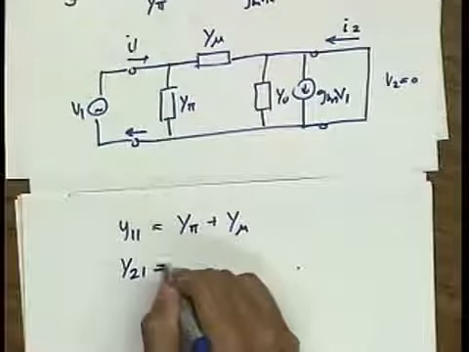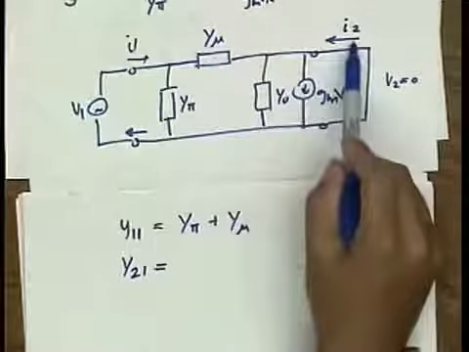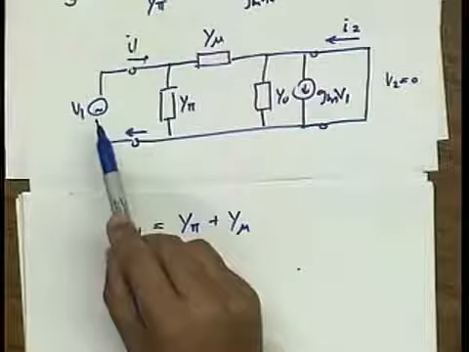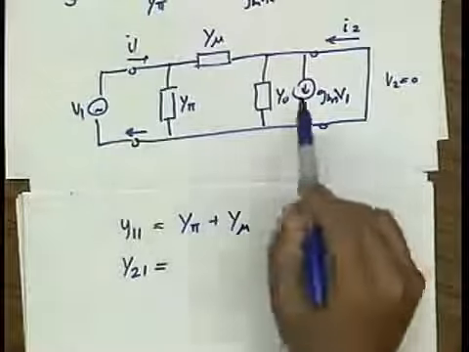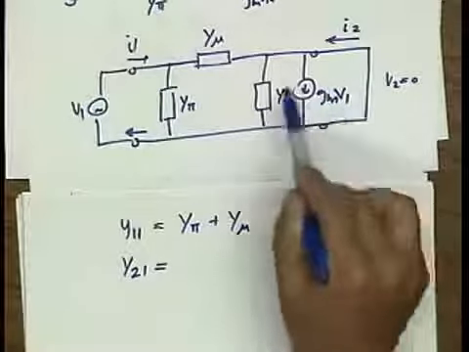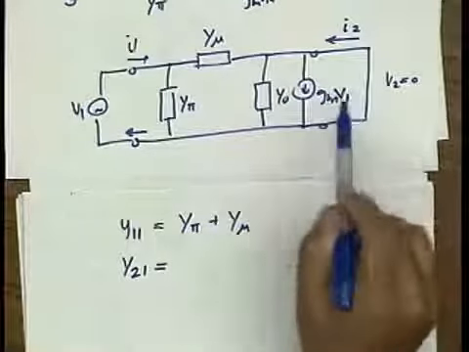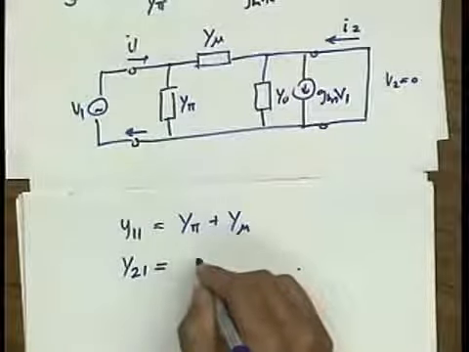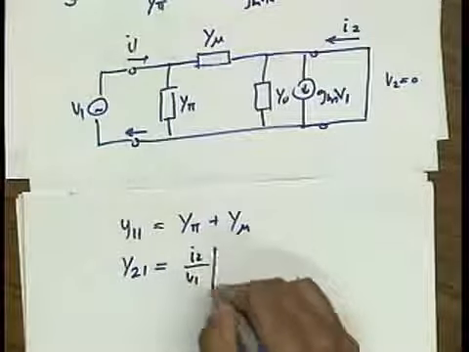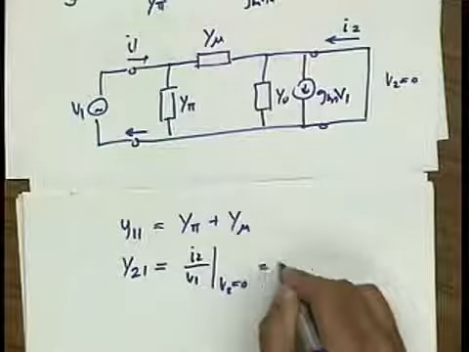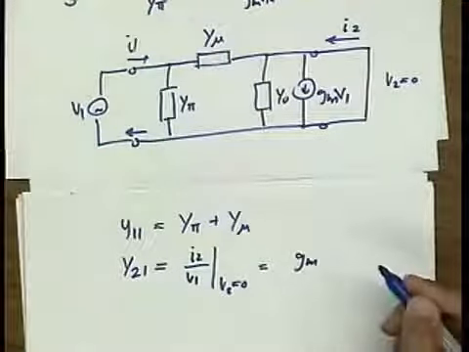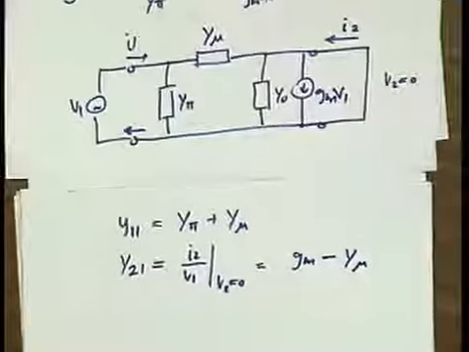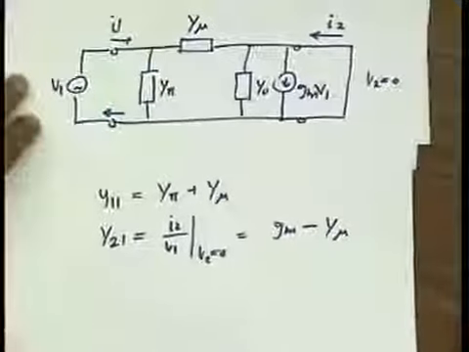On the other hand, Y21, which is really the current I2 due to V1, is now simply going to be the sum of the current GMV1 minus the current flowing through here. So Y21, which is I2 over V1 for V2 equal to 0, is GMV1, so I divide by V1, minus Y mu. Okay.